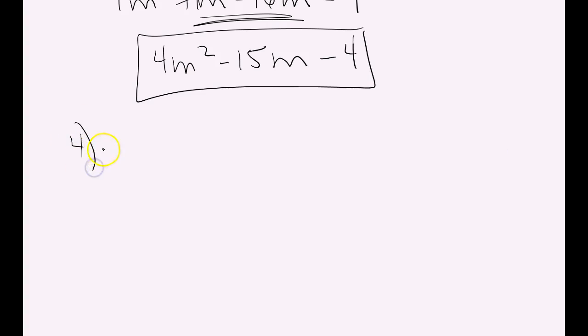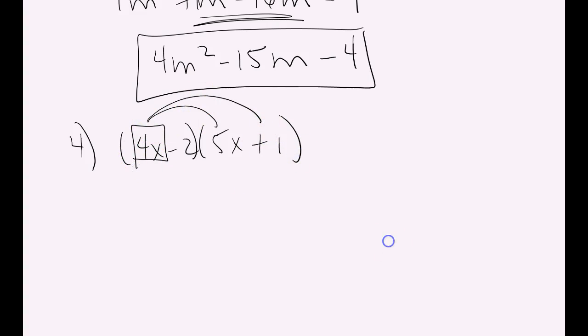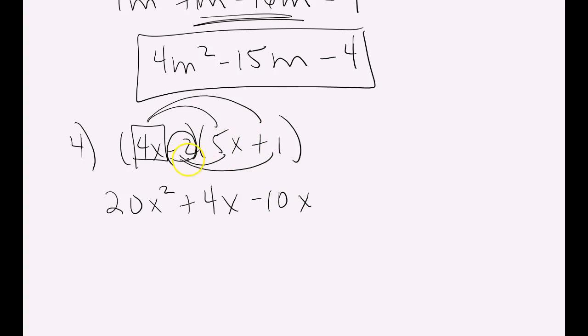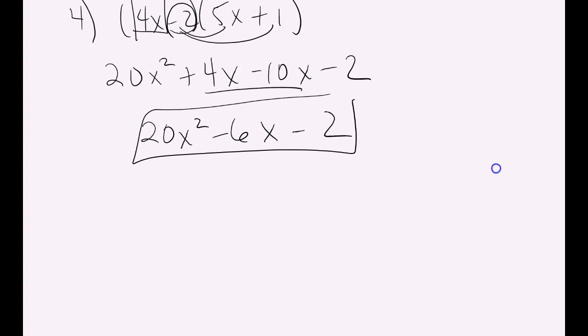All right, number 4. I've got 4x minus 2 times 5x plus 1. So I'm going to take the first one, distribute it to both. So 4 times 5 is 20. x times x is x squared. 4x times a +1. Then I move to the second number and distribute it. -2 times 5x is minus 10x. -2 times a +1 looks like that. Put the two in the middle together, and we're going to get, what's 4 minus 10? -6x. So it looks something like that.